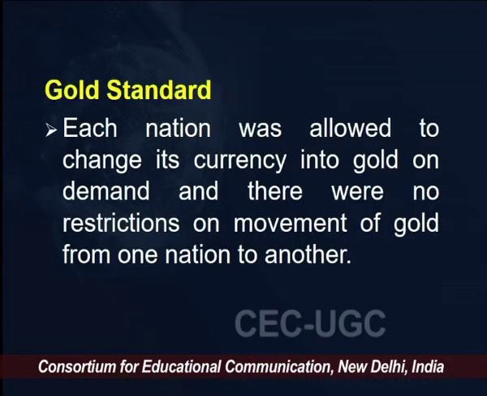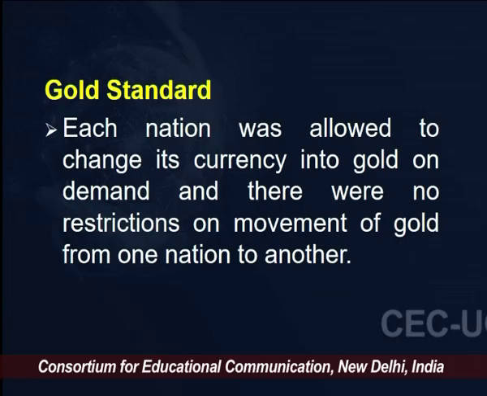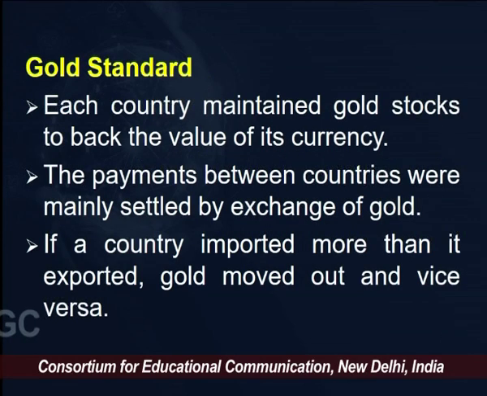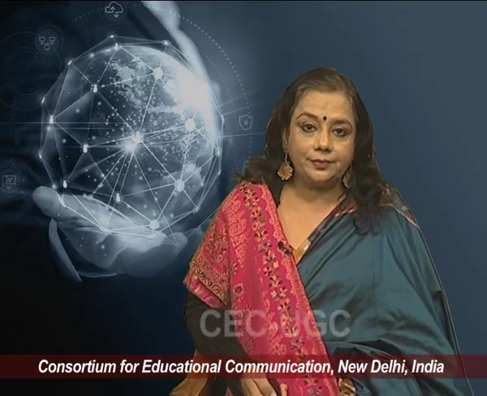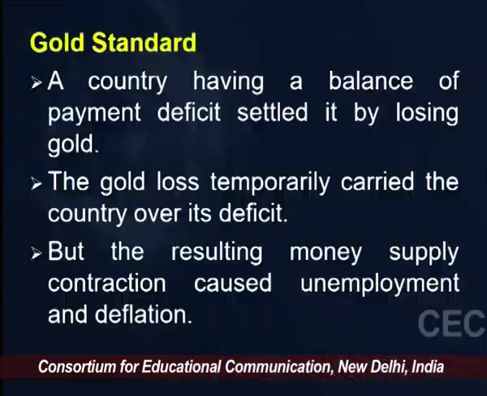Then each nation was allowed to change its currency into gold on demand, and there were no restrictions on the movement of gold from one nation to another. Each country maintained gold stocks to back the value of its currency, because the currency was pegged to the value of gold. The payments between countries were mainly settled by exchange of gold. If a country imported more than it exported, gold moved out, and vice versa. A country having a balance of payment deficit settled it by losing gold.